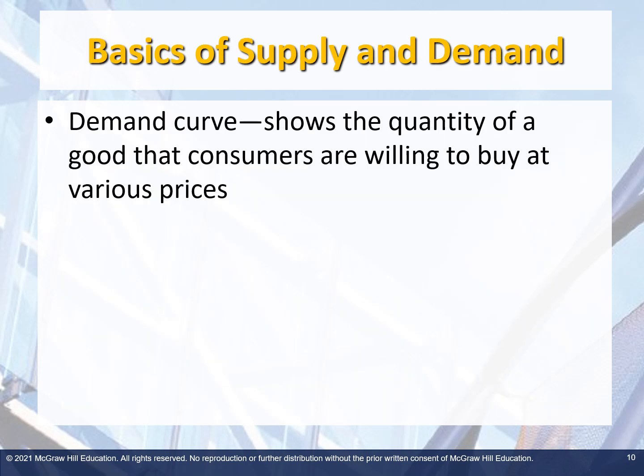The demand curve shows the quantity of a good that consumers are willing to buy at various prices. It's typically downward sloping, indicating that as the price of a good decreases, the quantity demanded increases. Imagine a sale at a store. As prices drop, more people are willing to buy, or maybe they're willing to buy more of the same item.